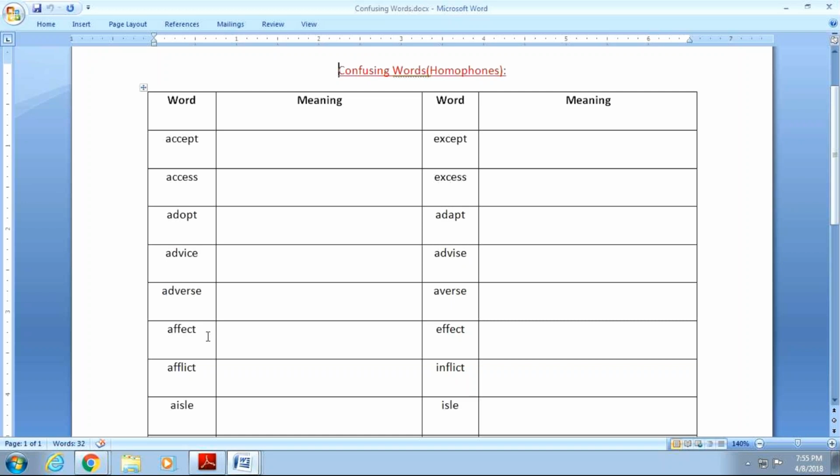AFFECT is a verb and EFFECT is a noun. Make note of it. AFFECT is a verb, and EFFECT is a noun. We use affect and effect to denote an influence. Example, make note of it.